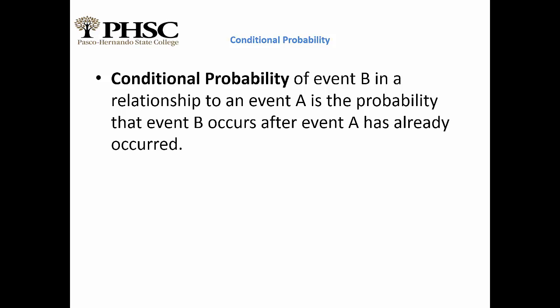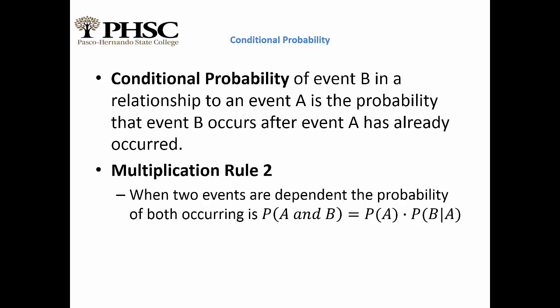The next thing is conditional probability. The conditional probability of event B in relationship to event A is the probability that event B occurs after event A has already occurred. The second multiplication rule states that when two events are dependent, the probability of both occurring, P of A and B, is equal to P of A, the probability of A, times the probability of B given A.